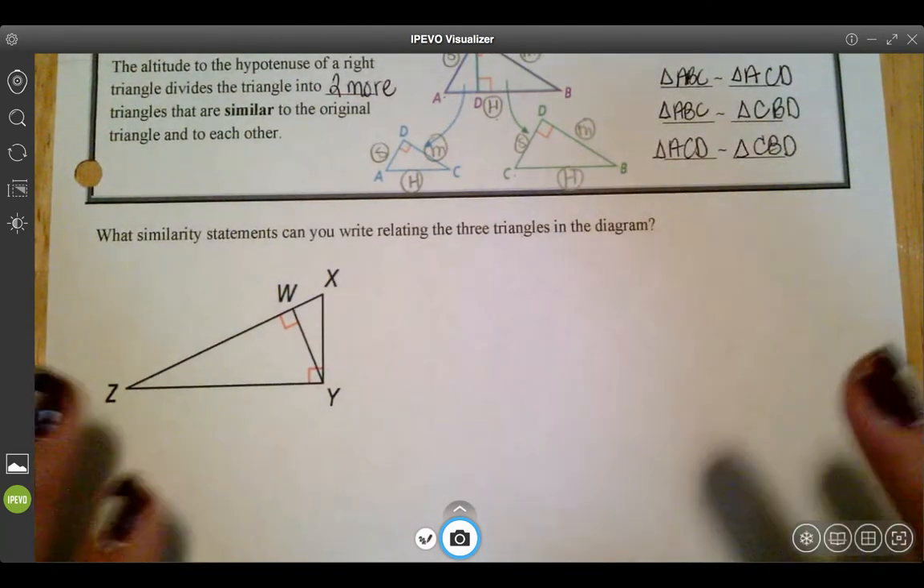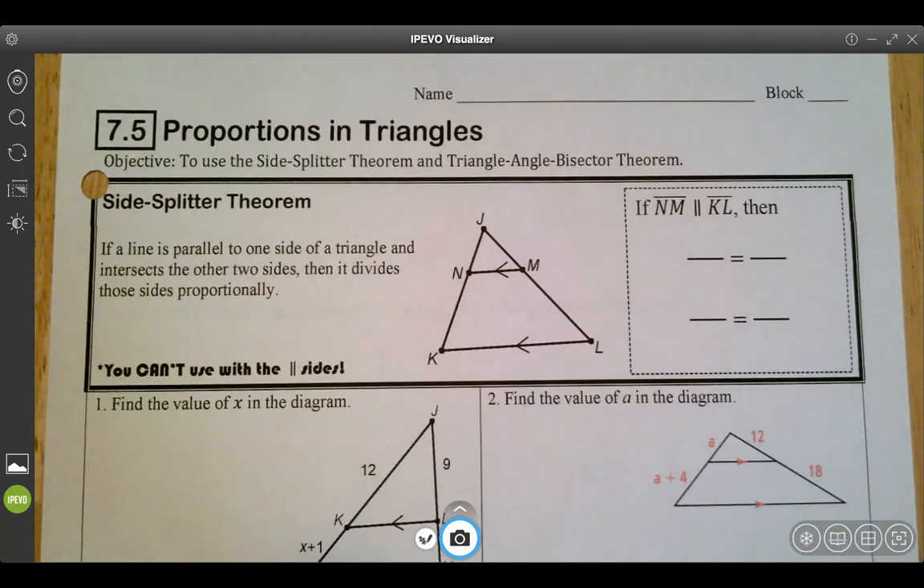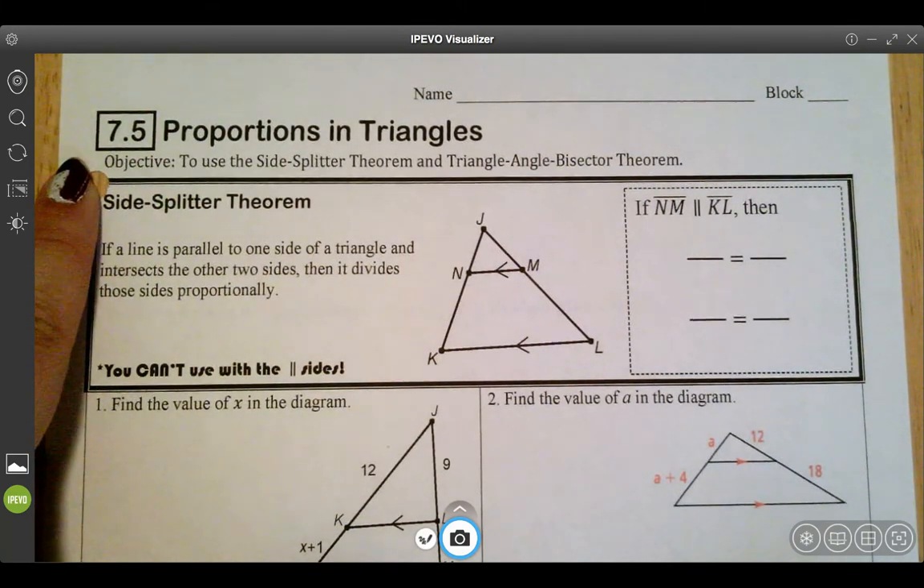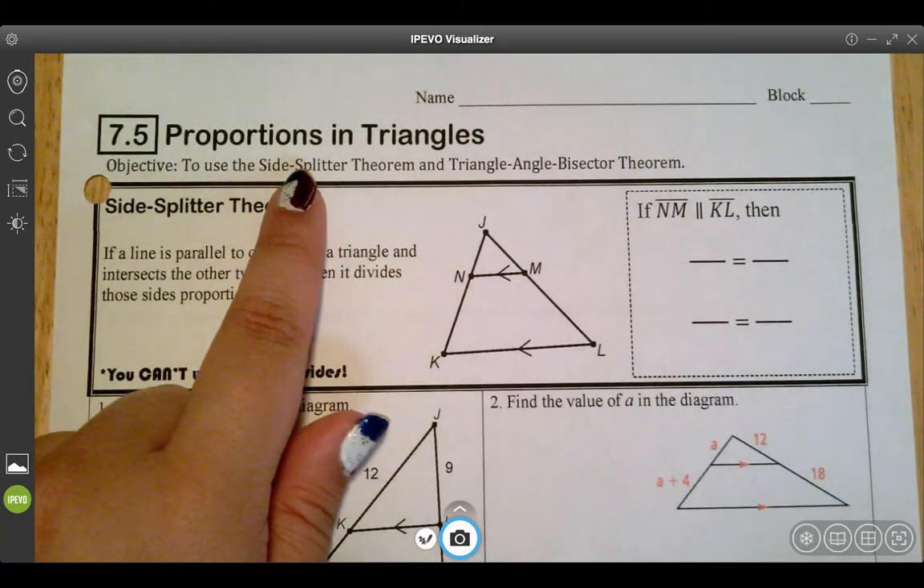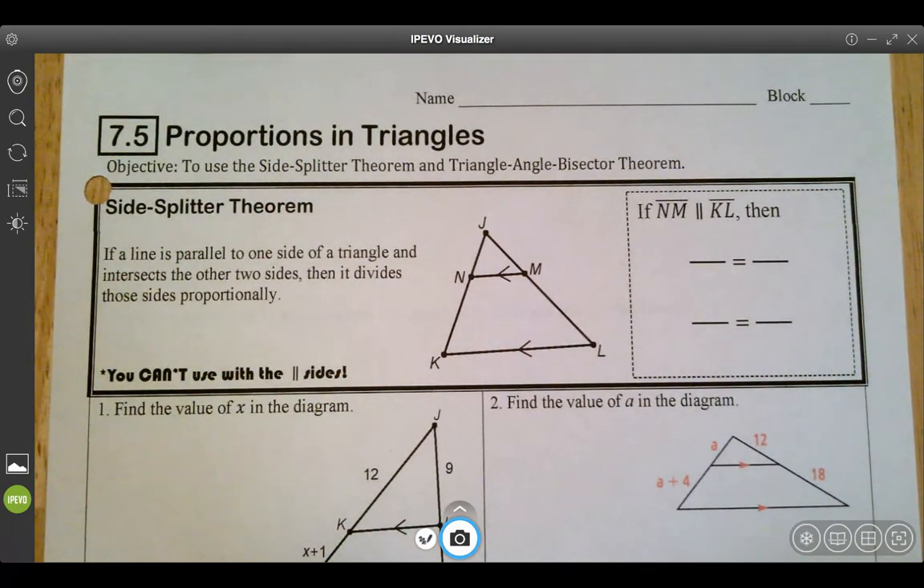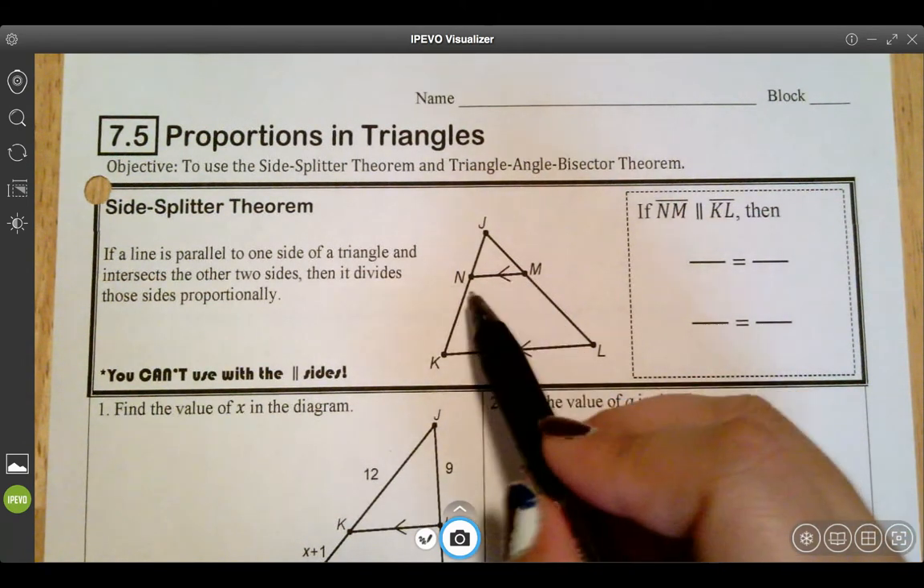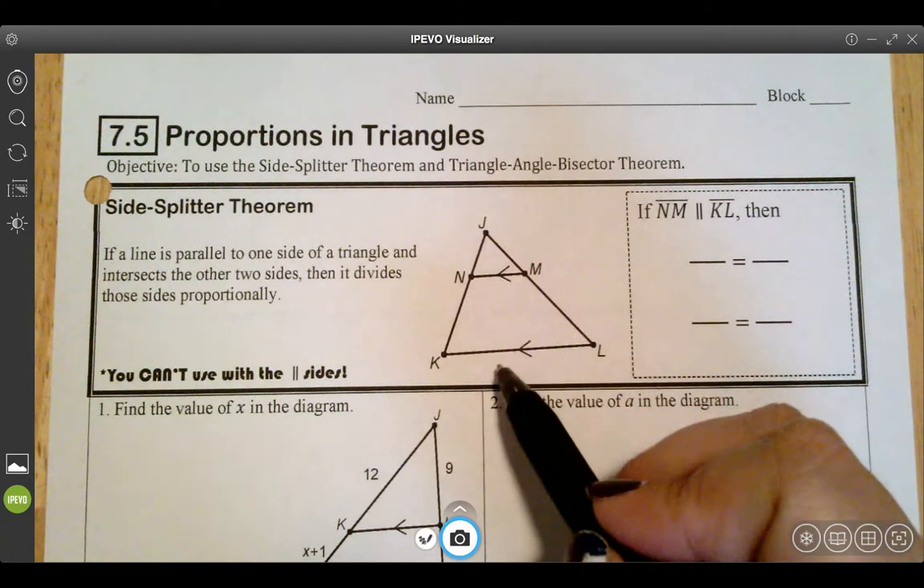So we're going to come back and we're going to do the examples toward the end of the notes. So going not to the next page, which is all examples, but to the following page, we're looking at 7.5, where our objective is to use the side splitter theorem. The side splitter theorem does exactly what it says. It splits sides, but in a very particular way. We've talked about the mid segment where we connected midpoints. This time, it doesn't matter if they're midpoints. What matters is that they're parallel.